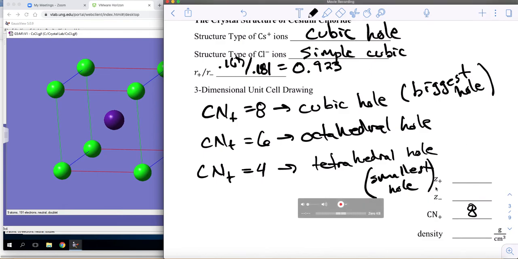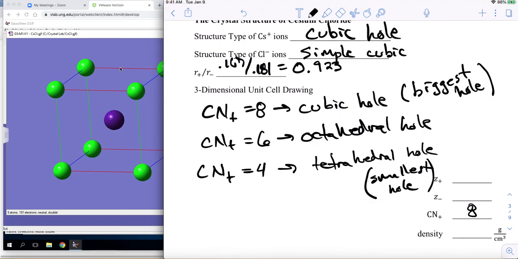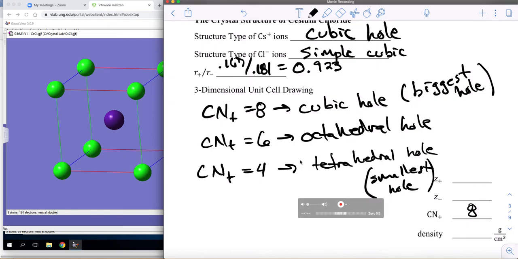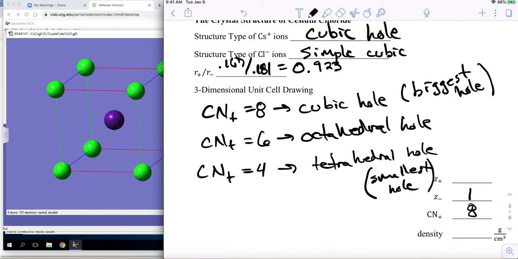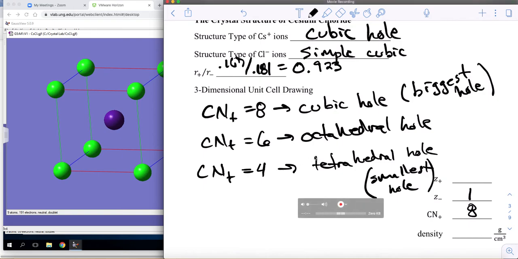So the Z minus, in this case, is the number of anions in our structure, for whatever our simple cubic structure is, which means there's 1 total chloride in my overall unit cell. So Z minus would be 1. And then Z plus, sometimes it'll be easy to identify, like this example. Other times it might not be very obvious. So what I like to do is look at, if I have Cs plus and Cl minus, this is a 1-to-1 ratio, right?